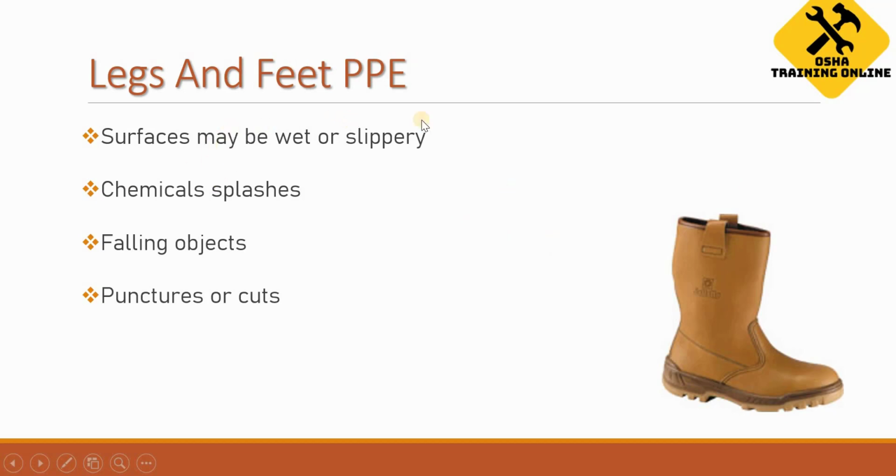The next is legs and feet PPE. For example, there is some work going on at the site and the surface is wet or slippery. For example, water or certain chemicals are used, or chemical splashes occur, or an object falls from some height, or cuts or punctures to your feet occur. In that case, you should use boots, which are called hard boots. You should use them for your legs and feet because they are long and can protect your legs to a certain extent. When some object falls on them, they will protect your feet because they are strong boots.